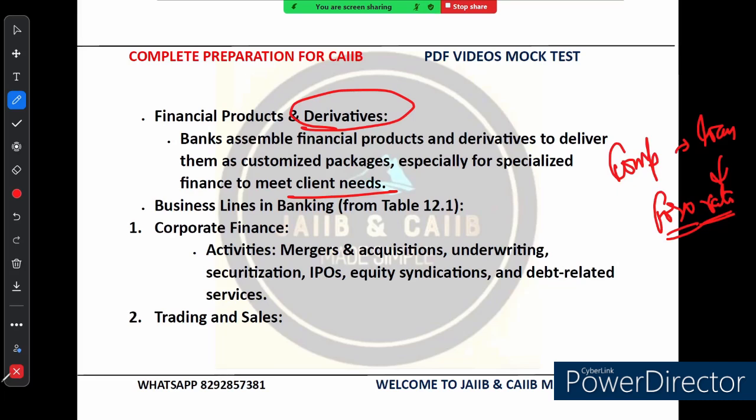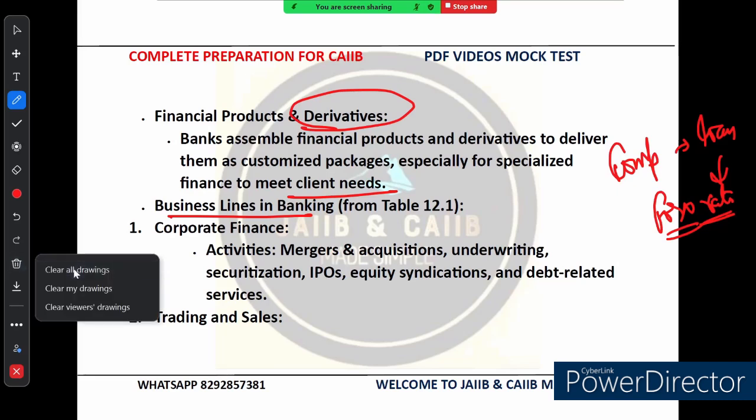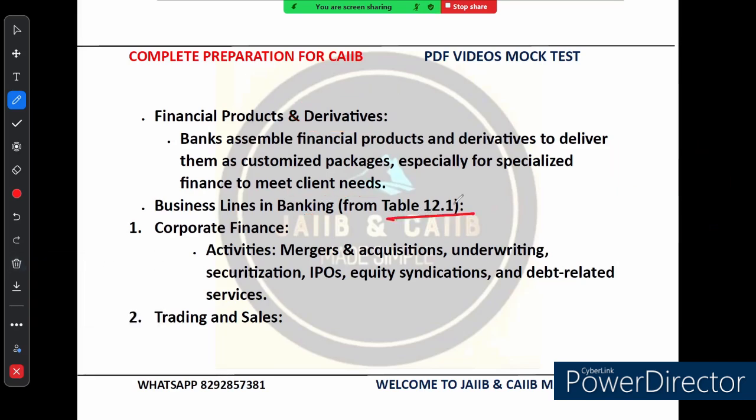Now let's talk about the business lines in banking. In your book you will see table number 12.1, the same thing I am explaining. So banks divide their activity into different business lines, and each of these focuses on a specific financial service. Let's go over some of the key ones. The first is corporate finance.